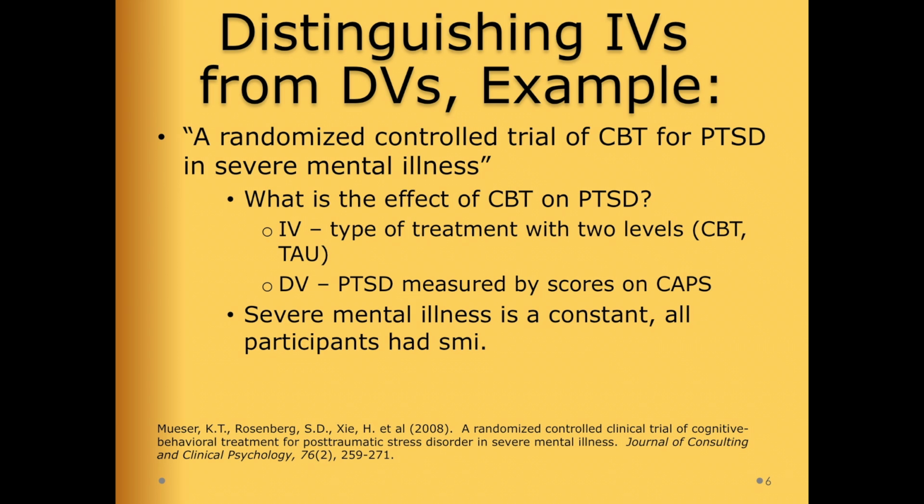In this study, CBT is a categorical independent variable with 2 levels: CBT, and a control group called treatment as usual, or TAU. The dependent variable was PTSD, and the researchers used a number of ways of measuring PTSD, including the CAPS scale, which yields a score of the severity of symptoms associated with PTSD.